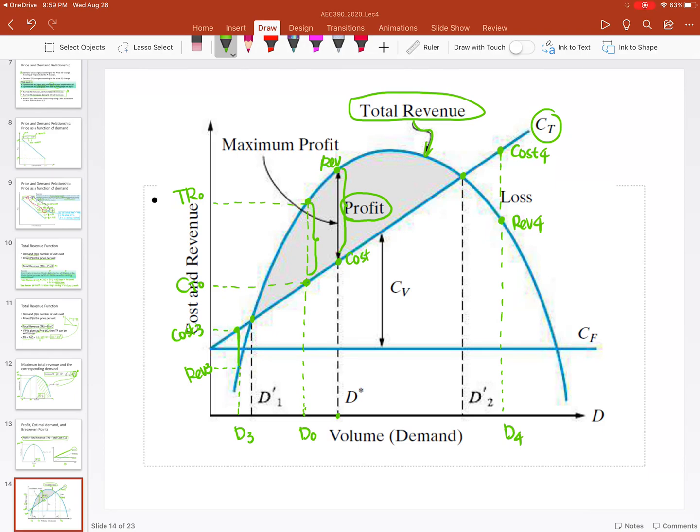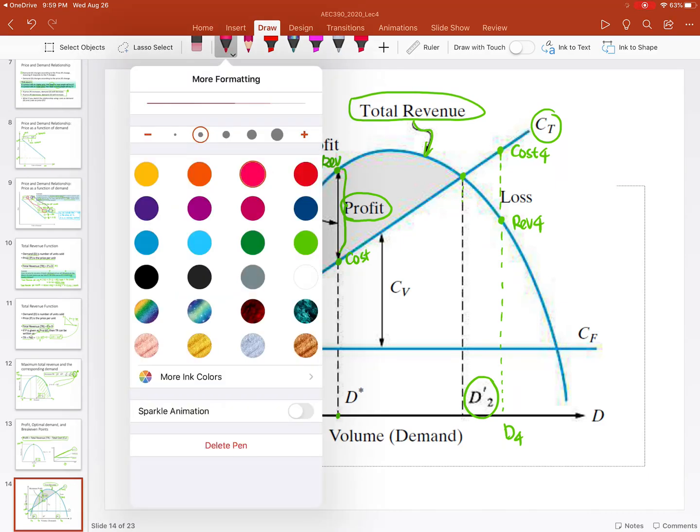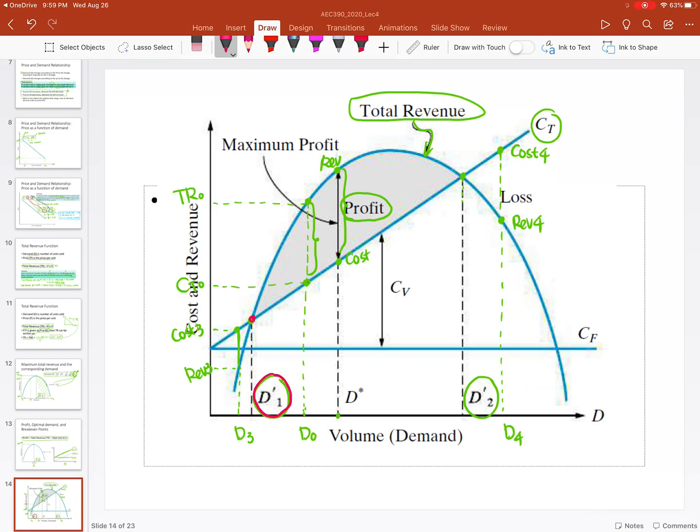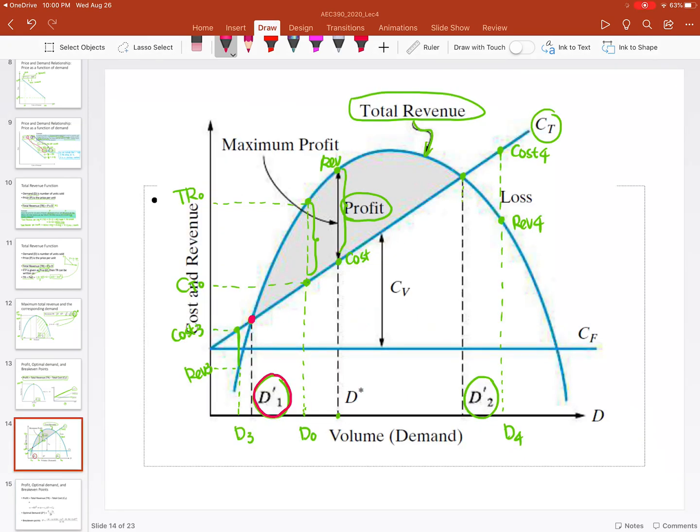Interesting, right? Okay, so we know that there is a range of D1 prime and D2 prime. Between these 2 points, you are going to be within the gray area, okay? D1 prime and D2 prime are where you have your revenue equals to your cost. Look at that, because at this point, your revenue and your cost intersect, okay? So that's where your revenue equals to your cost.